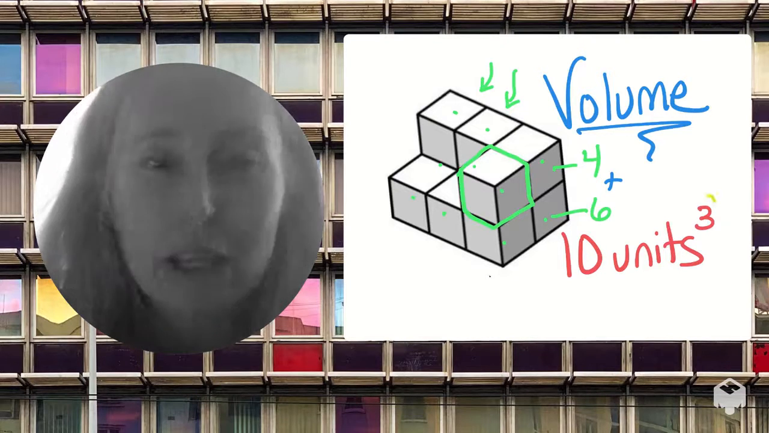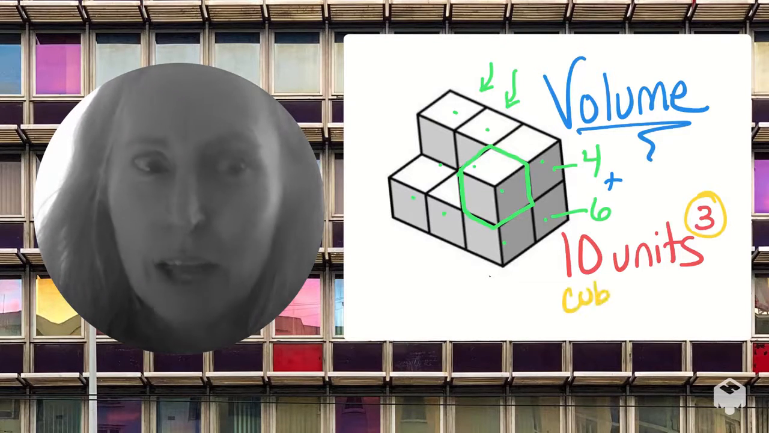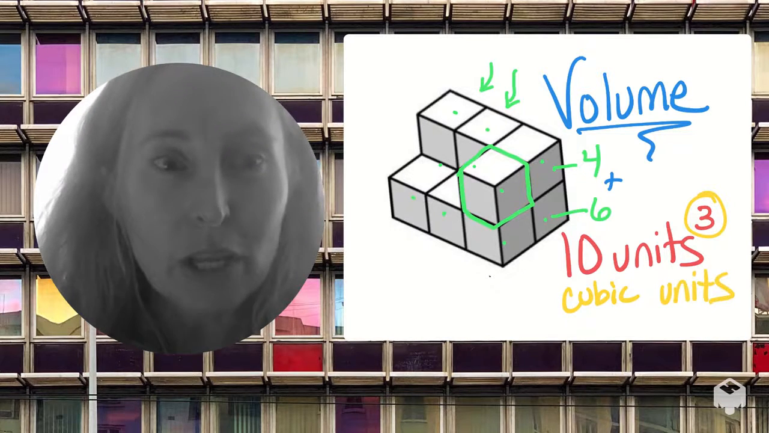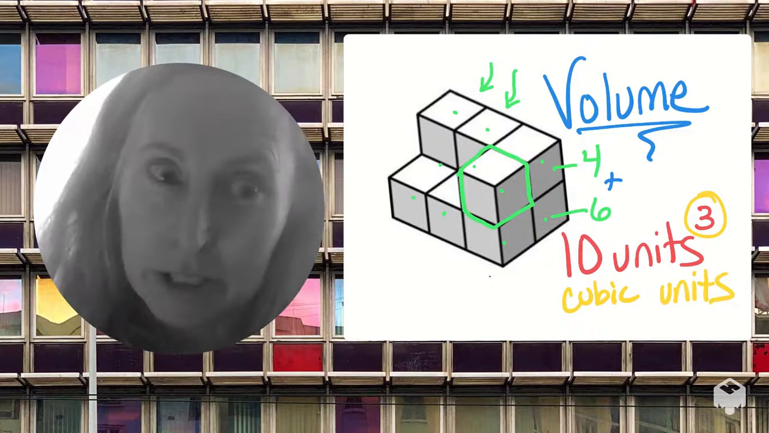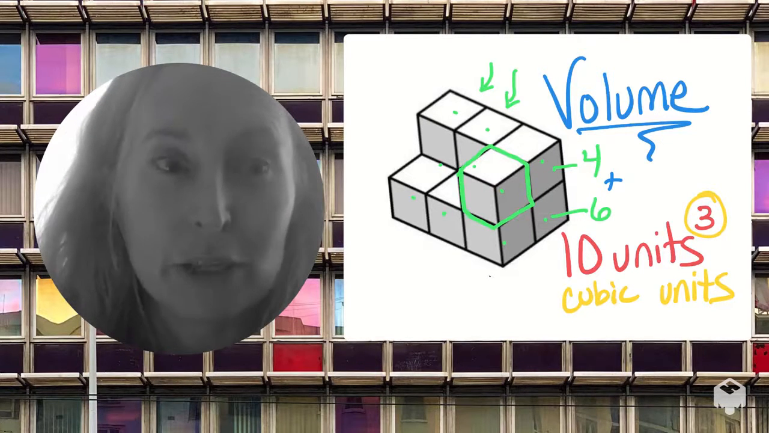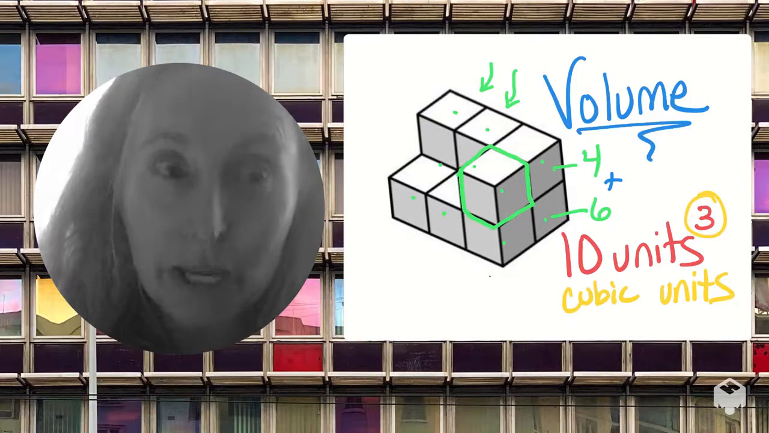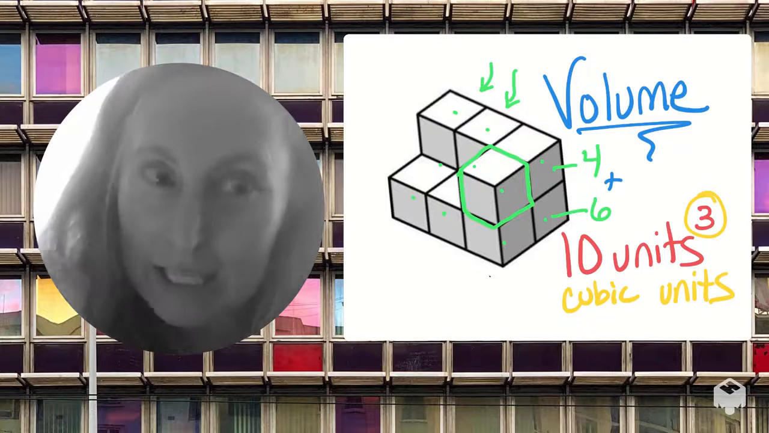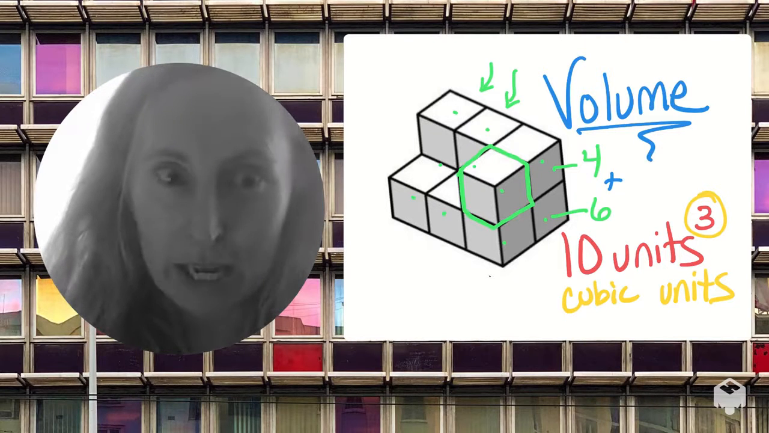Now we show that with a little 3 in the air, kind of like when we were doing area and we talked about the fact that you measure in flat squares, and so we would say square units. Well, to find volume, we're measuring in cubic units, in 3D cubic units. And so whenever we have a measurement, you're going to see that little 3 dangling off to the side.